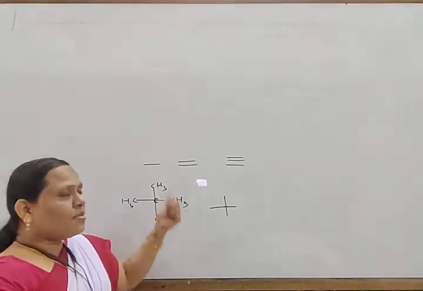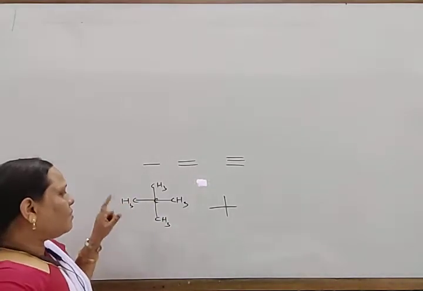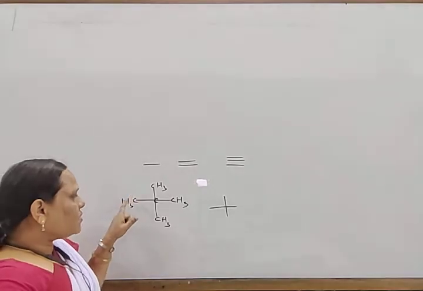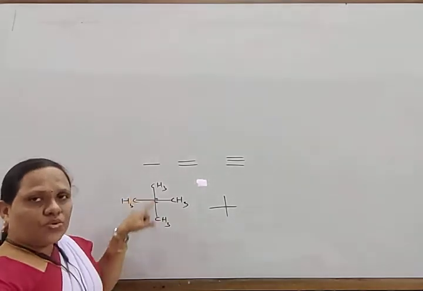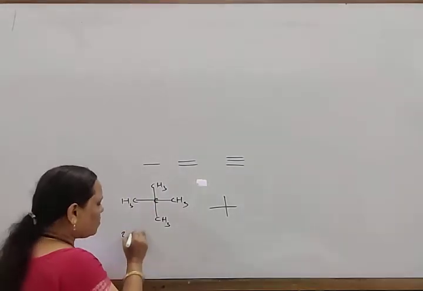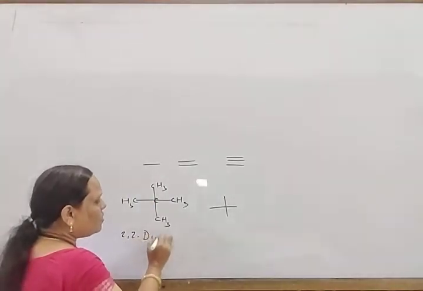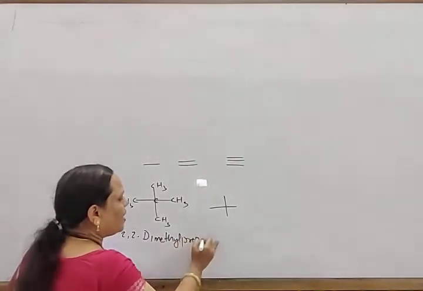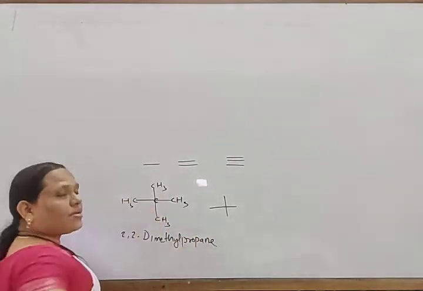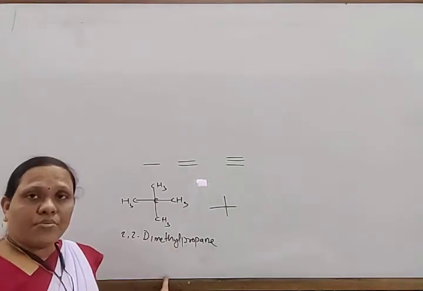What is the name of this compound? We can write it. This is the long chain 1, 2, 3, and 1, 2, 3. At the 2 position, 2 methyls are present. The name of this compound is 2,2-dimethyl propane. In this way, you can name the compound.